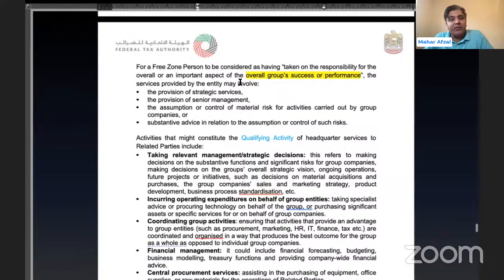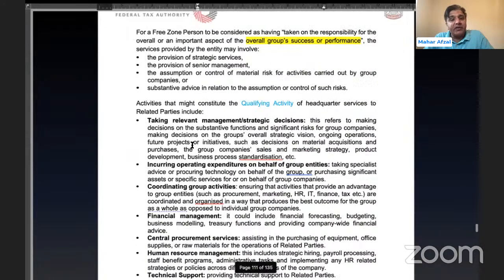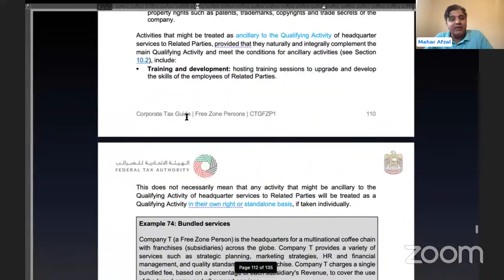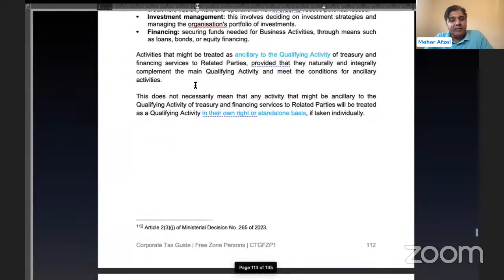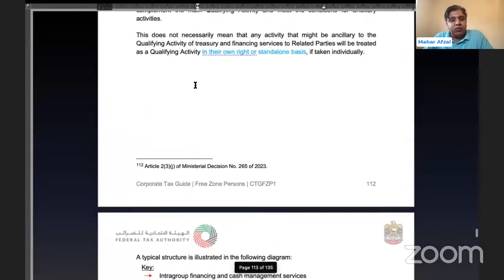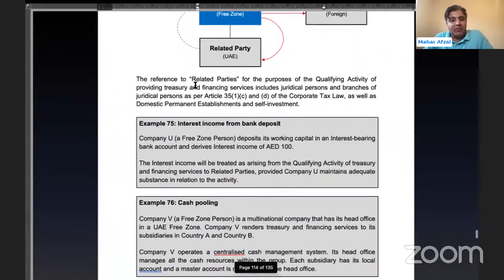At the end, the head is responsible for the overall group's success and performance. These are the strategies. These are the qualifying activities, what they will be doing. These are ancillary activities. These are the examples. You can go through this.